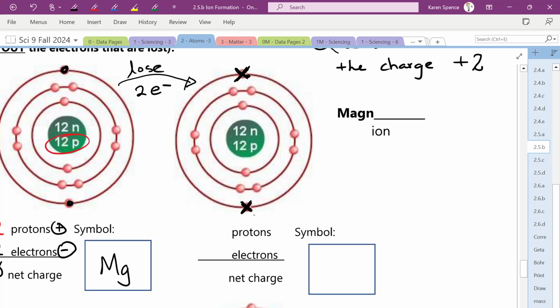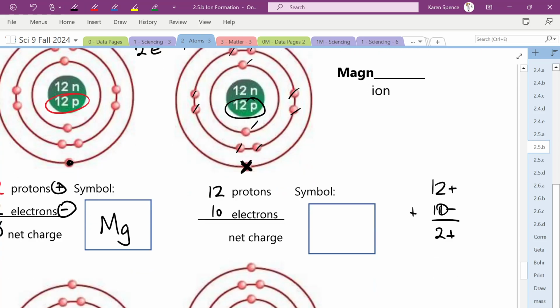Or you can figure it out this way. You can say my protons are still 12. My electrons are 1, 2, 3, 4, 5, 6, 7, 8, 9, 10. So I have 12 positive plus 10 negative, which gives me 2 positive. So that's the other way I can figure out that it's 2 positive.